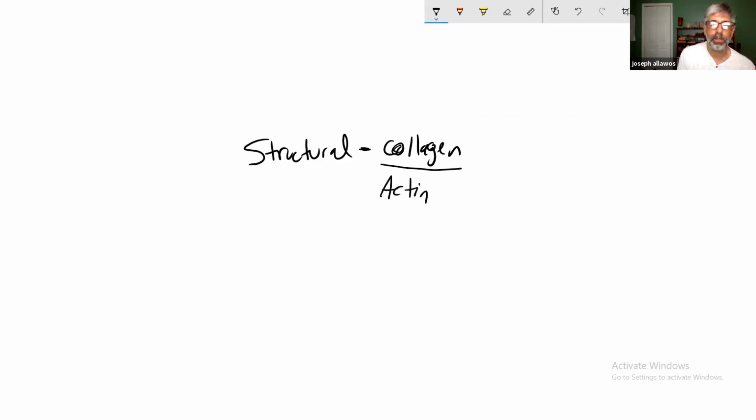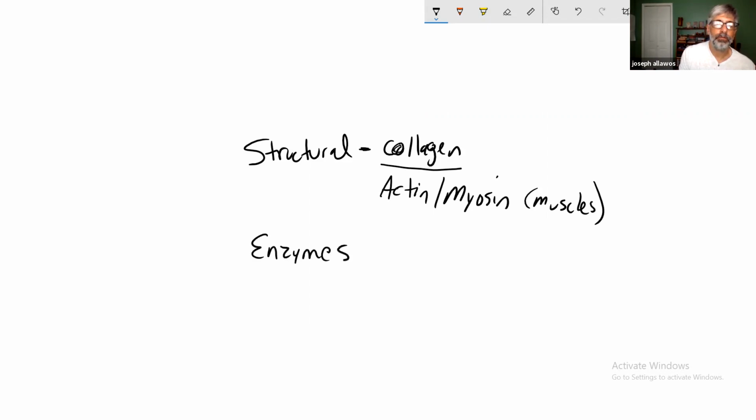Actin and myosin are structural proteins found in muscles, right? And then the other function of proteins are as enzymes. And enzymes are referred to as chemical catalysts.